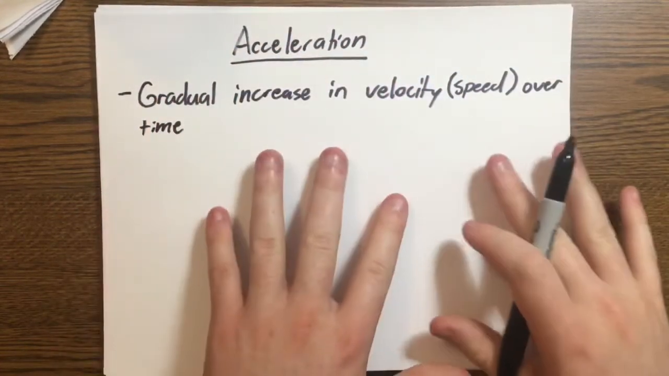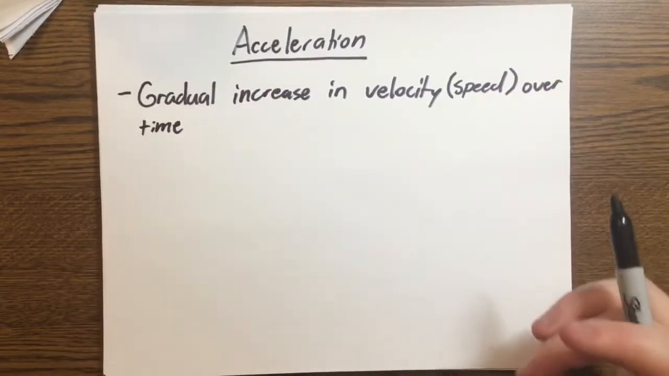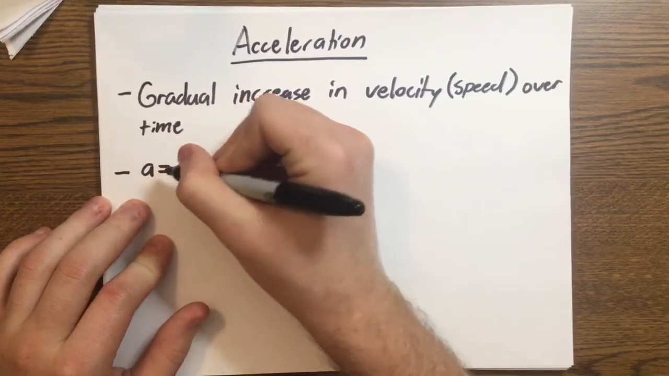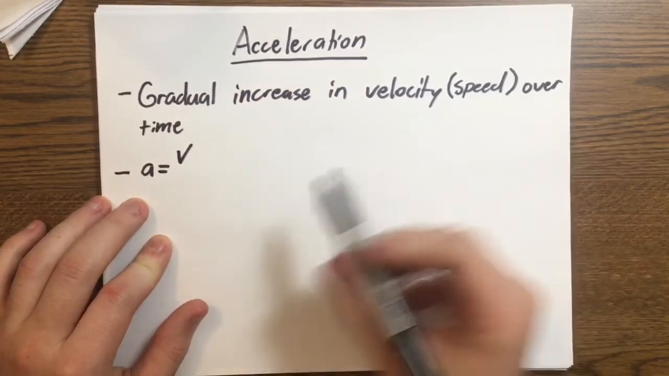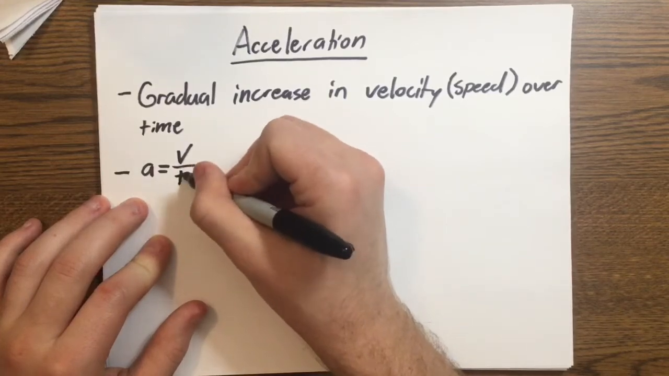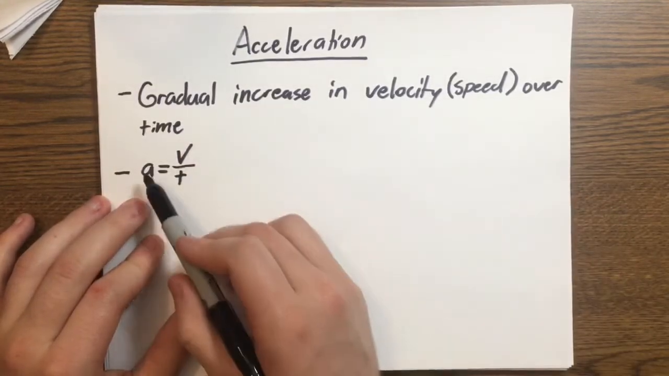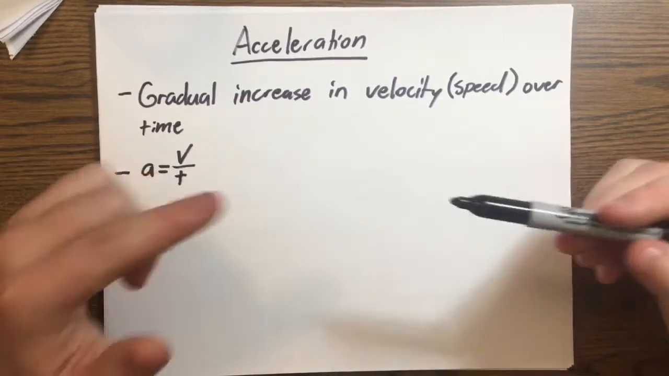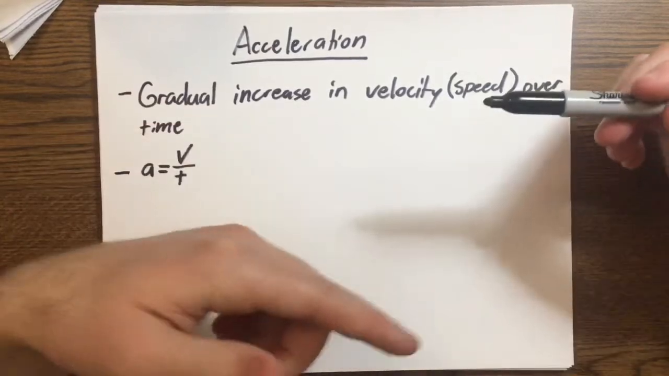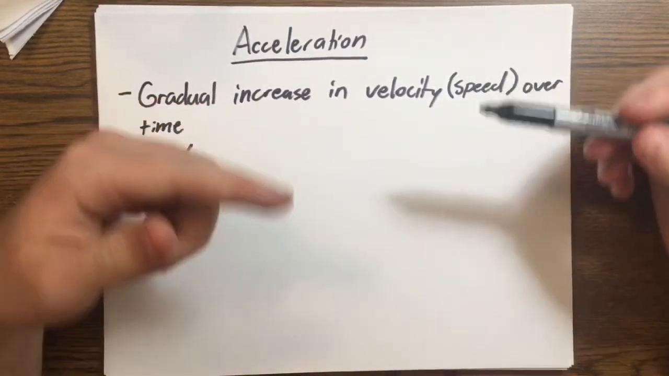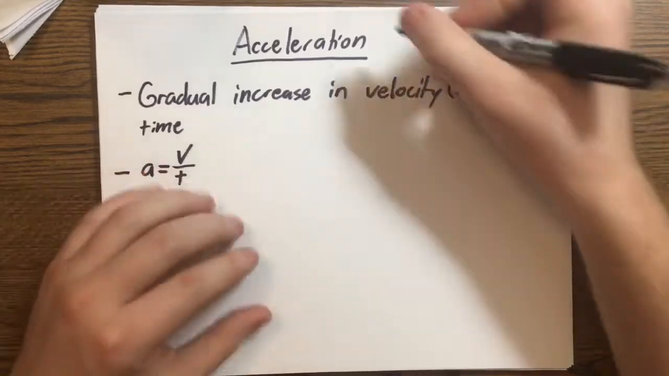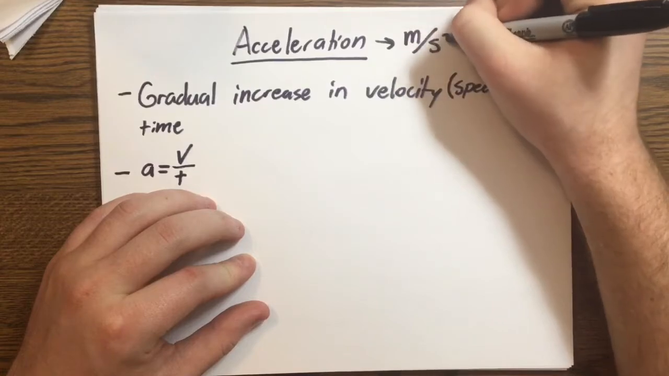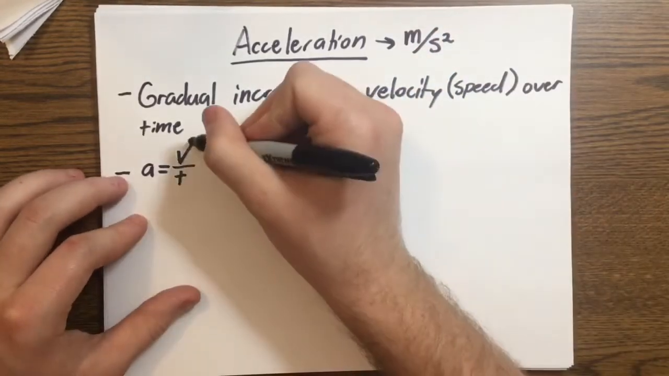So from this definition, we can actually gather all the parts of the equation for acceleration. So acceleration equals velocity, which is the same as speed, over time. The gradual increase of velocity over time, A equals V over T. Now, where this gets tricky is I want you to understand why the units are what they are for acceleration. Acceleration is measured in meters per second squared. And we need to look at why.